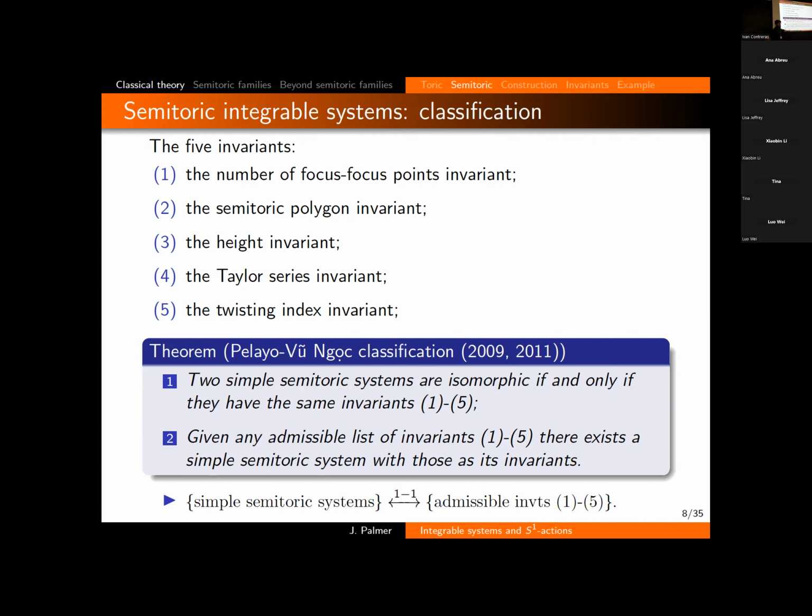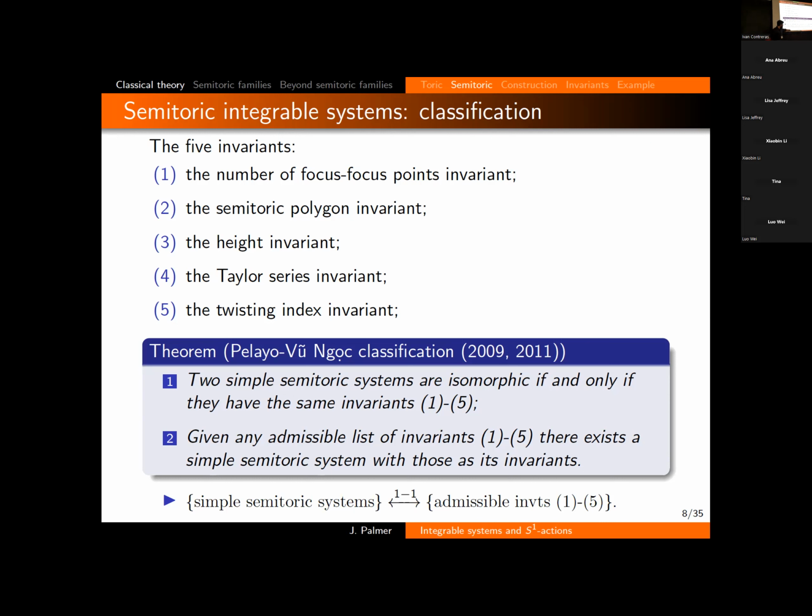Maybe it's easier to think of it this way. Simple semi-toric systems, so I didn't even say what simple means, I'll say in a minute, are in bijective correspondence to lists of these invariants. So you can just start writing invariants and work entirely with the invariants if you want to, just like with the toric case, except now the invariants are more complicated, more difficult to deal with.